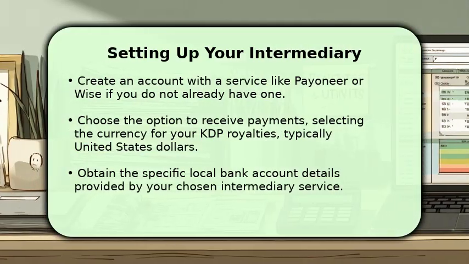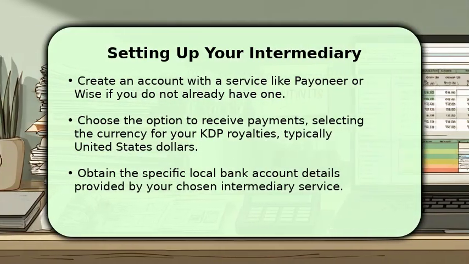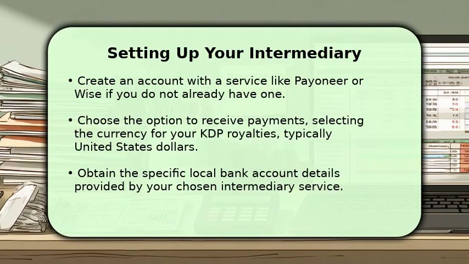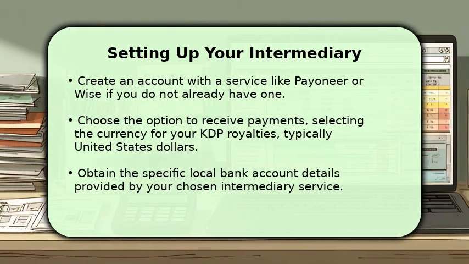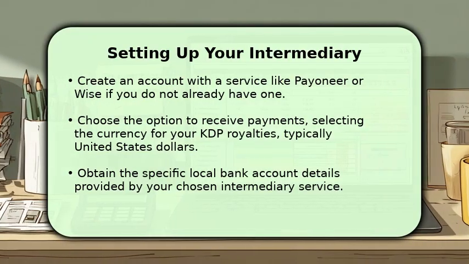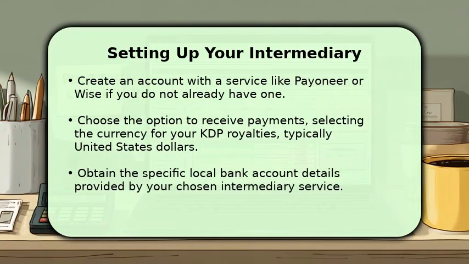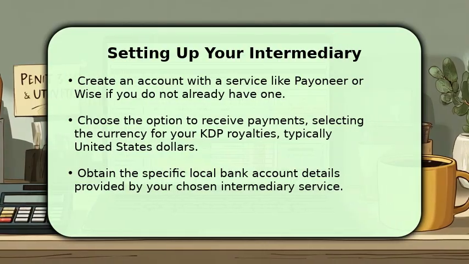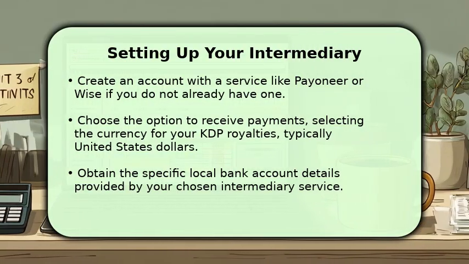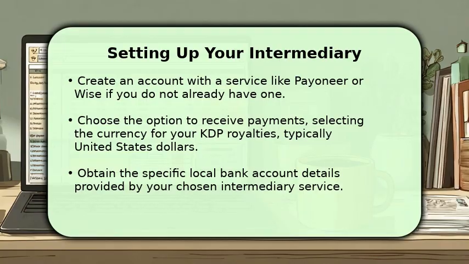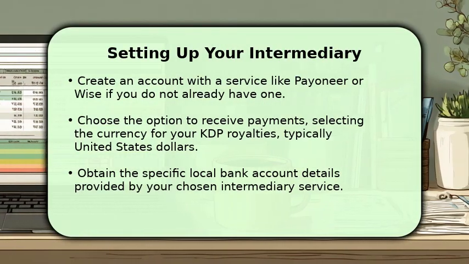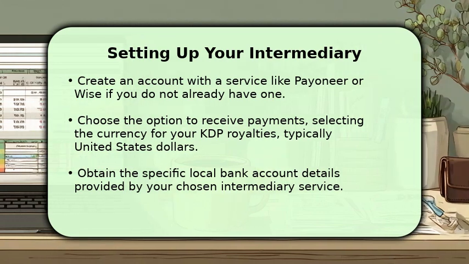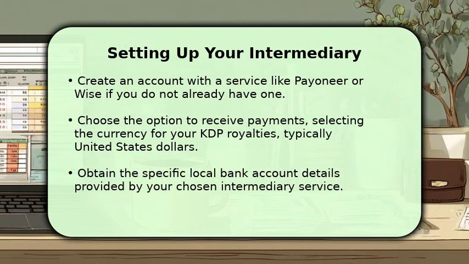Next, create an account with a reputable intermediary service like Payoneer or Wise. During setup, choose to receive payments and select the currency in which KDP will pay you, usually United States dollars for most regions. These services will provide you with local bank account details, including a bank name, account number, and routing number. These details are crucial for connecting your KDP earnings.